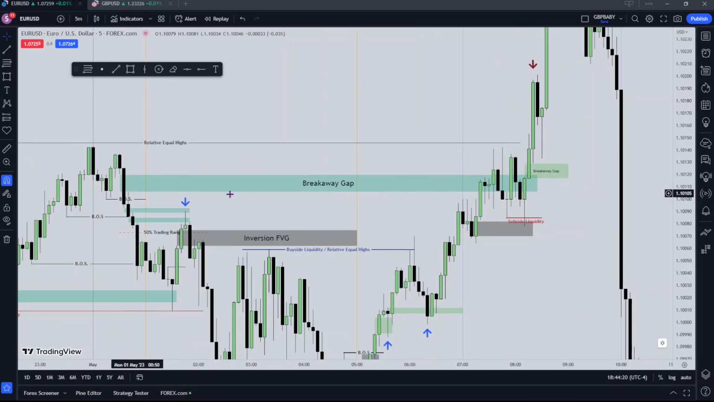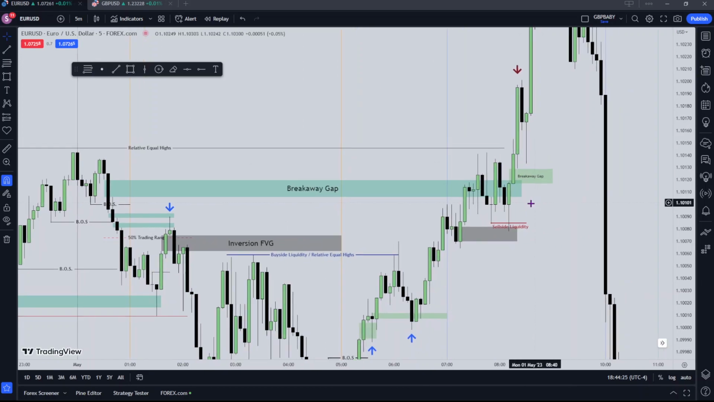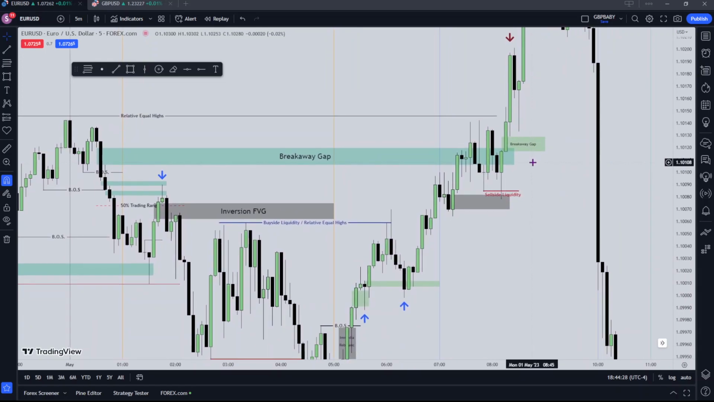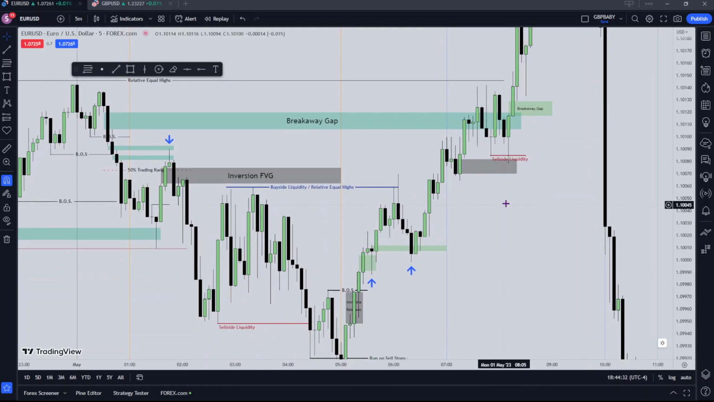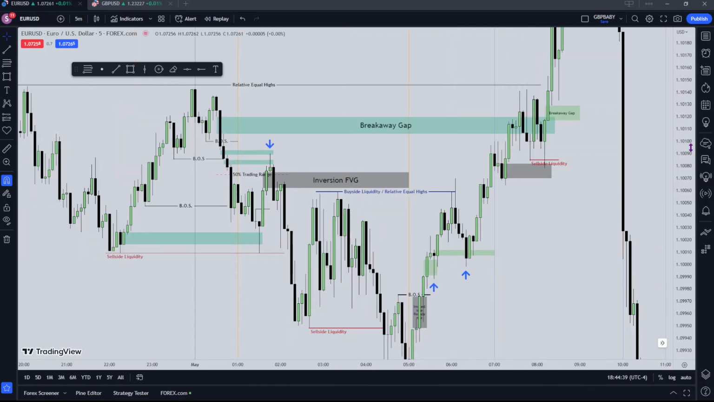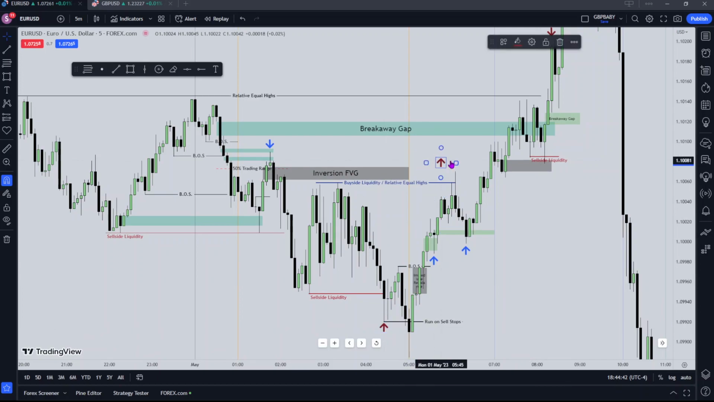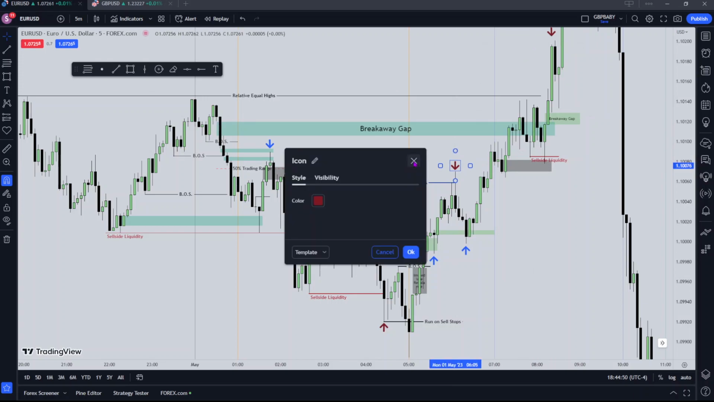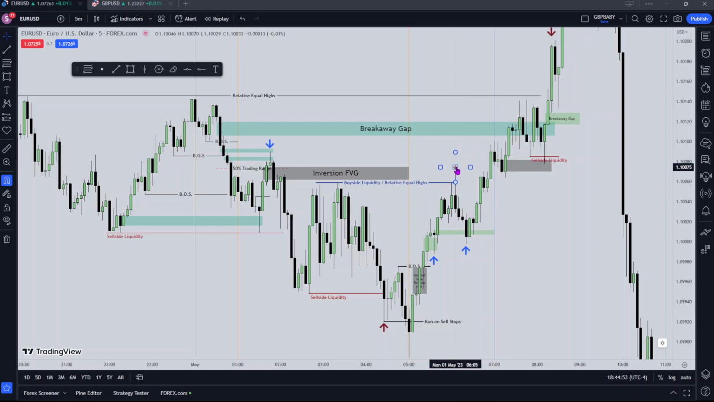It's interesting that this breakaway gap gets filled here, and then we have a breakaway gap formed right above it. Very interesting. We could always take off some stops resting here if we wanted, because this is above relative equal highs and south side liquidity. And you know what, I am going to shrink this.